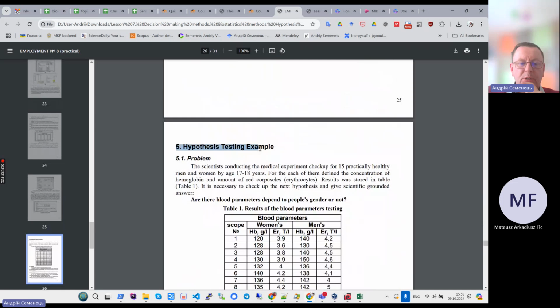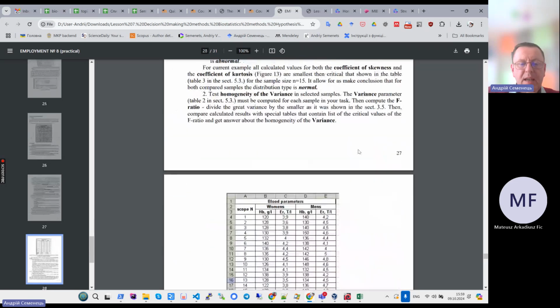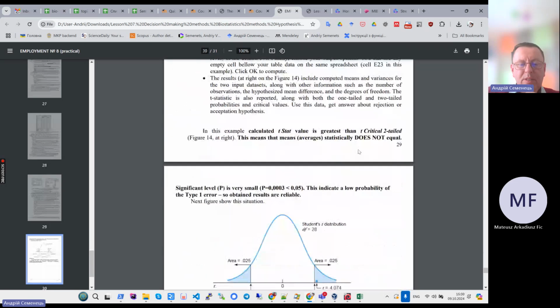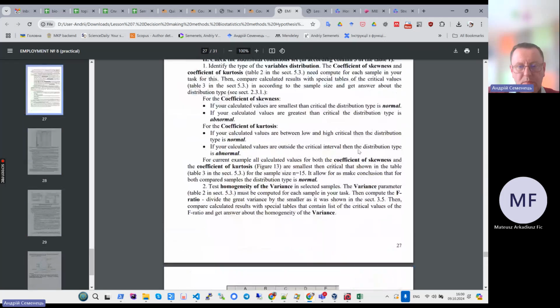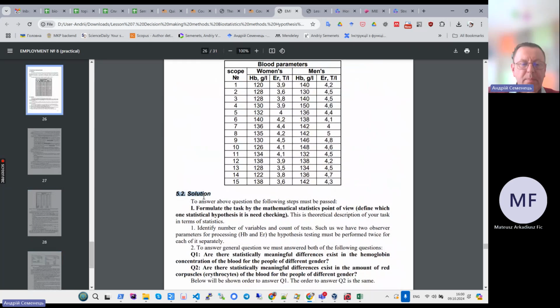What is most important for you is chapter 5, which provides you with an example. Here we have some numerical data and a scientific question to be asked, and you have to provide a scientifically grounded answer, backed by statistical evidence. And here the steps for how to solve it are considered. Those steps are almost exactly what you have to do, except maybe the numbers and indexes are slightly altered.